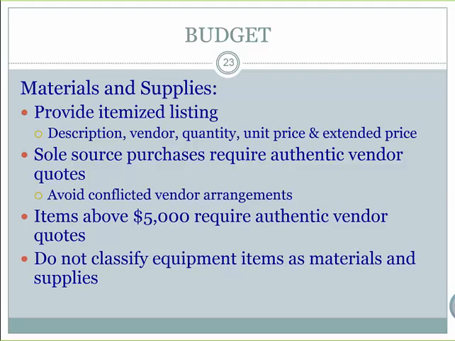Materials and supplies over $5,000, we're going to need actual vendor quotes. Anything under $5,000, the itemized listing suffices. But anything over the $5,000, we need the actual vendor quote, just like we need for equipment. And then again, do not classify equipment items as materials and supplies. So anything that fits the equipment description with the useful life and all that over $5,000, put that in equipment. Don't put that in supplies, because then we have to take the time to cut it out and reclassify it for you. And that doesn't make us happy. So just make sure you keep them separate.